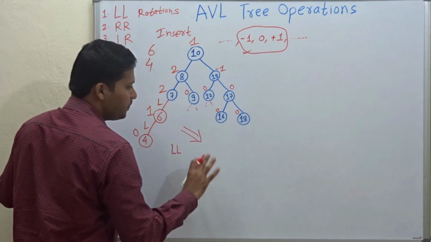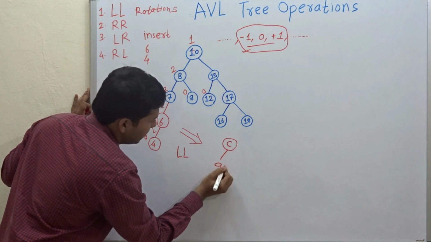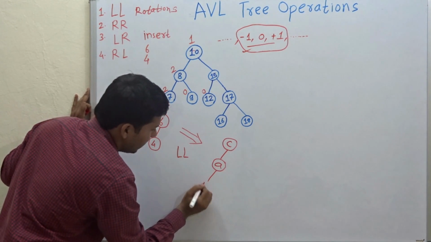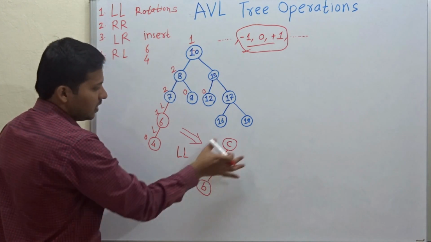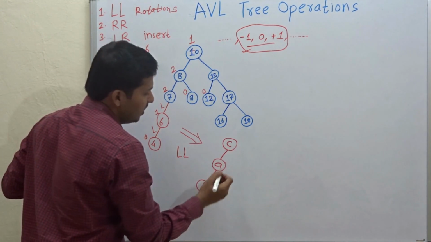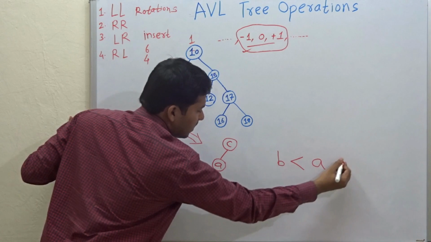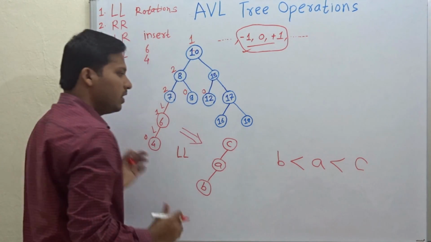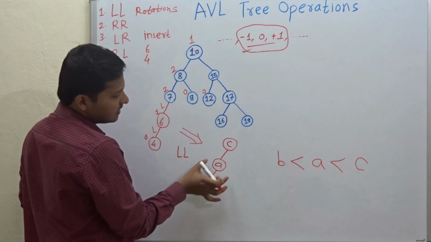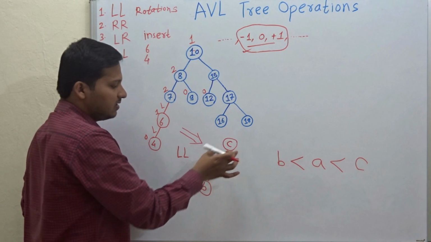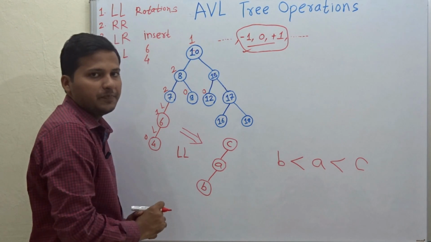You can imagine, if there is a branch in this way, that is C, A and B, as a sub branch in this binary tree, this means that B is less than A is less than C. Because of the binary search tree property, obviously B should be less than A and A should be less than C, because A is the left child of C and B is the left child of A.